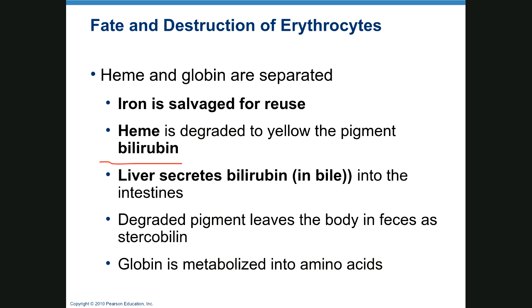Any kind of hemolysis, like a sickle cell crisis patient, may have yellowish pigment that you see on light parts of their skin, hands, feet. Degraded pigment leaves the body in the feces as stercobilin, and then the globin is metabolized down into amino acids.